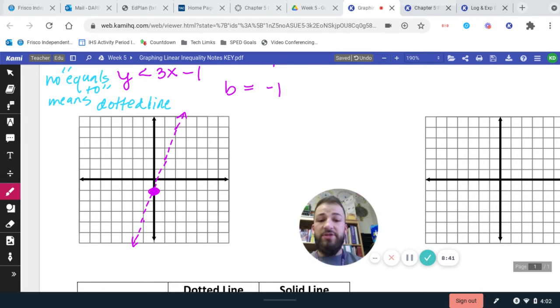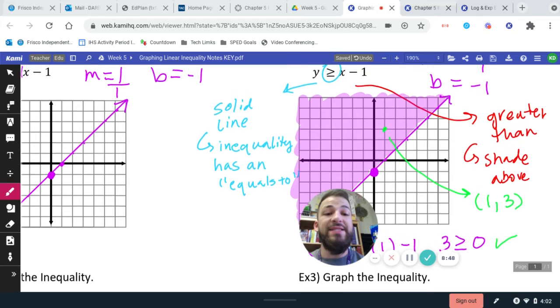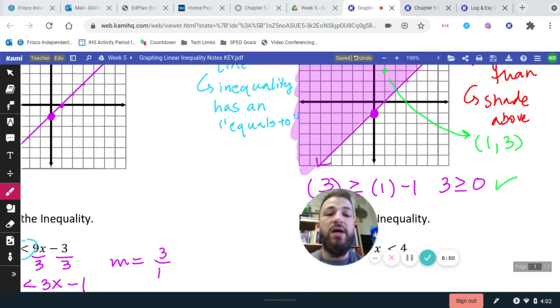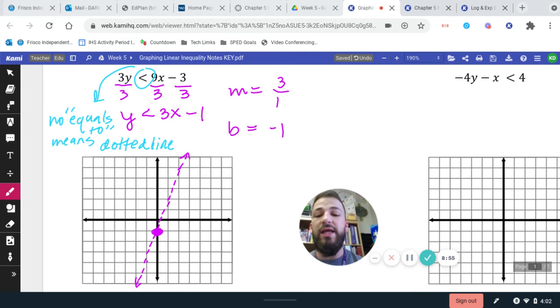So notice the difference. I want you to see, because it should be pretty obvious. Dotted line makes it seem like the line's not really there, right? Solid line makes it seem like the line is there. So if it's an equals to, we do a solid line. If it is a less than, we do the dotted line, okay?